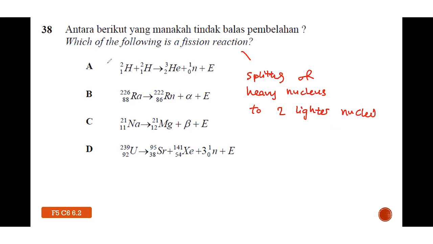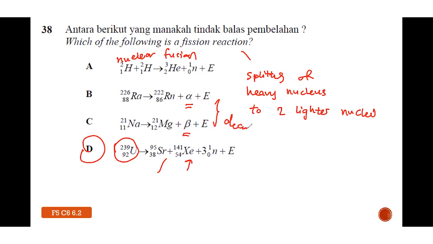Okay. So basically, what is the correct one? You have uranium becoming strontium and xenon. At the same time, they will release 3 more neutrons. N is neutron. A is nuclear fusion, not fusion. That means you combine, the opposite of fission. And B and C, you have alpha, beta, right? So you have alpha decay, beta decay. These two are decay equations, so also not the option.